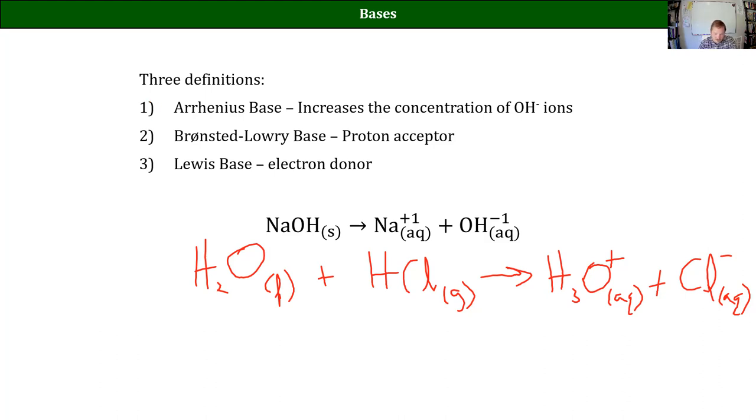Again, the most useful and the most common way of thinking about this is that a Bronsted-Lowry base is the flip side to a Bronsted-Lowry acid. A Bronsted-Lowry acid was a proton donor. A Bronsted-Lowry base is a proton acceptor. So we look down at our example here. The HCl was our acid because it was giving away an H+. And by that definition, that means that the water is a base.